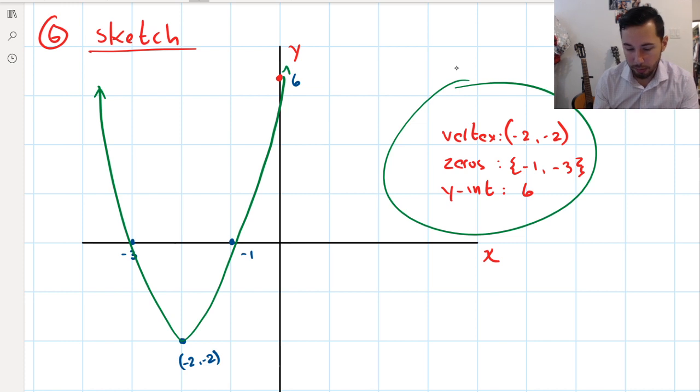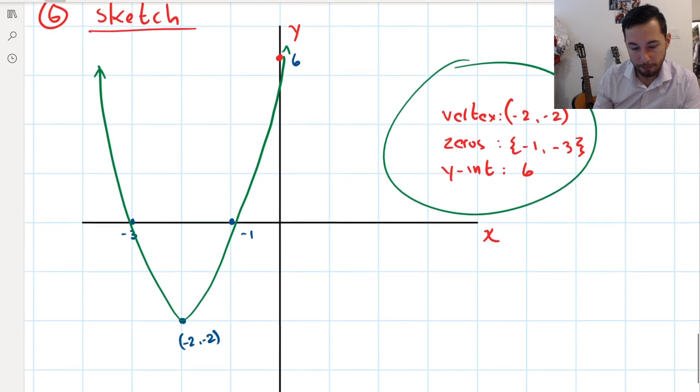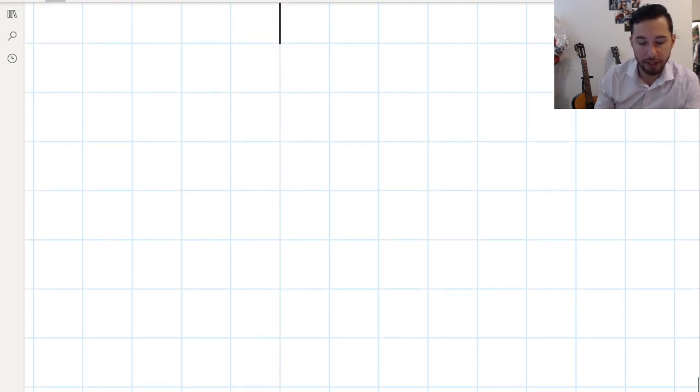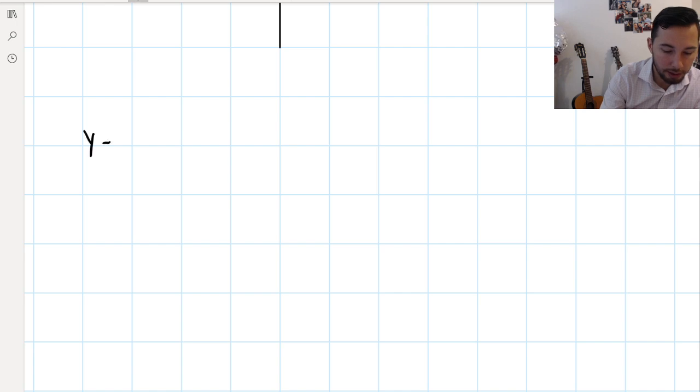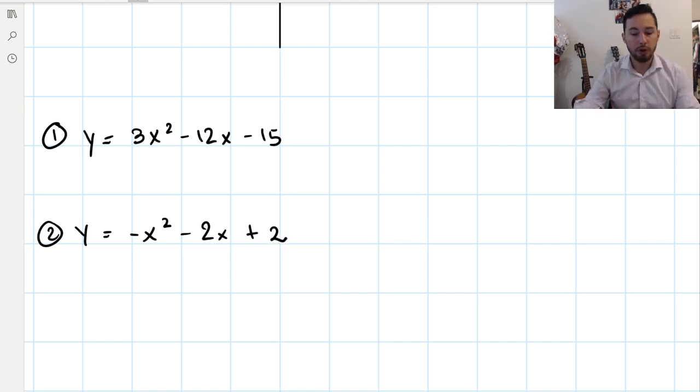So I want you to do the next two equations. You're going to find all 6 things for number 1, y is equal to 3x squared minus 12x minus 15, and you'll do y is equal to negative x squared minus 2x plus 2. So go ahead and, following the video, do the same 6 steps for both of those, and then just go ahead and turn in your notes in Google Classroom.